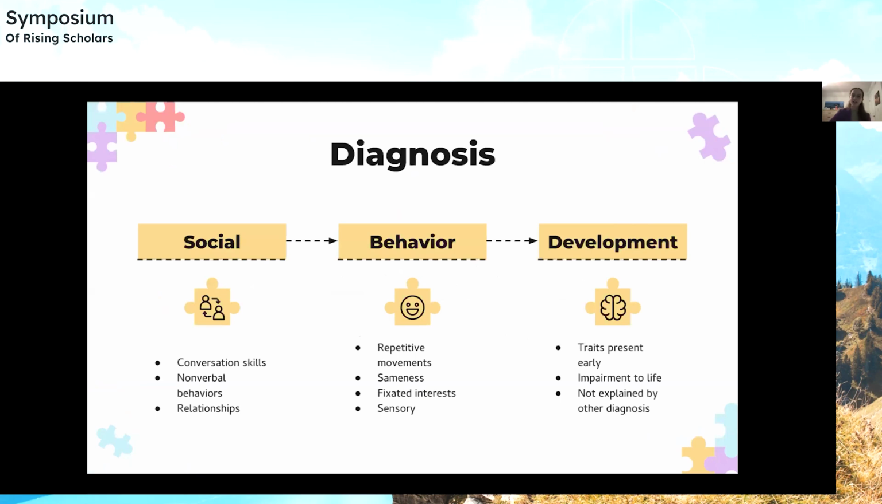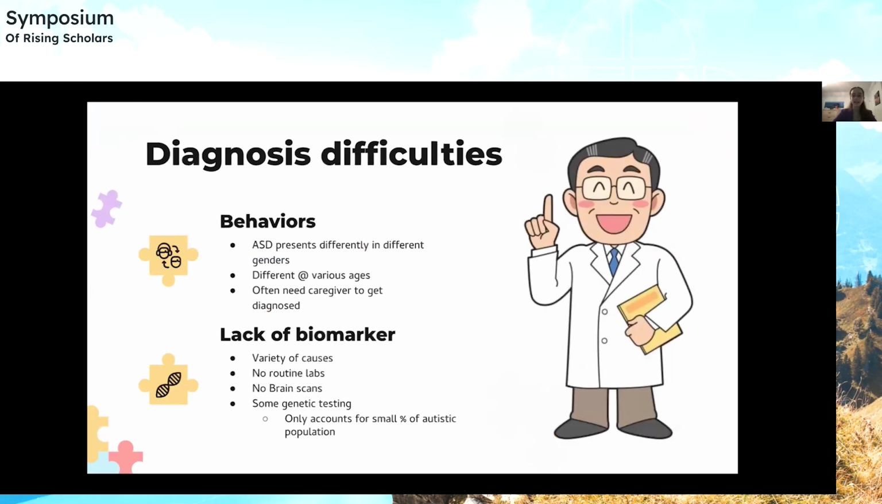The diagnostic process consists of two components, the social and behavioral component, and any traits falling under these categories must be present during the early developmental period. Because this is a behavior-only based assessment, it does cause some difficulties when it comes to diagnosing autism. The first is that autism presents differently in different genders. Girls are typically known to mask better, which means hiding aspects of your true self or hiding your characteristics to better fit into a neurotypical society.